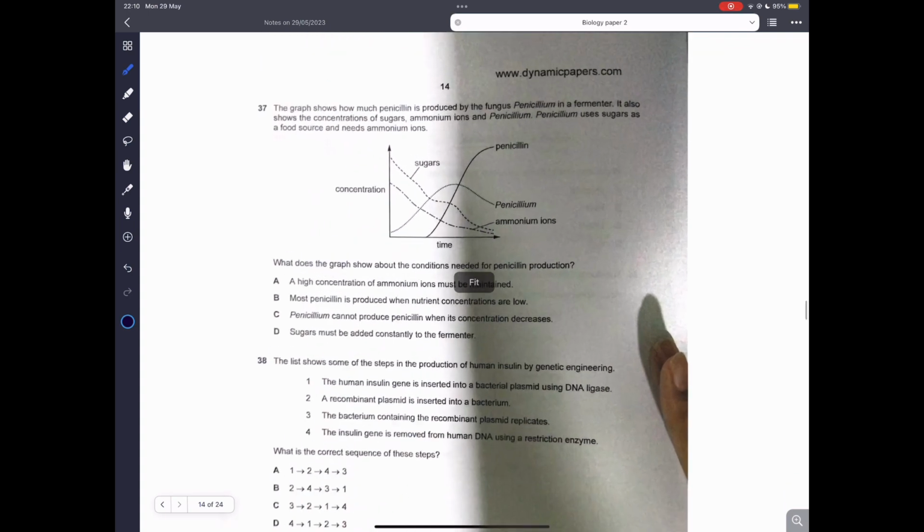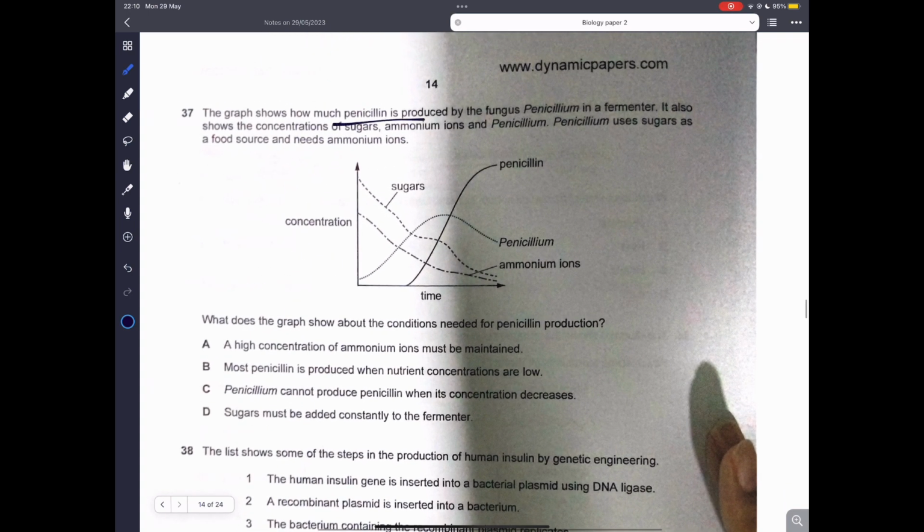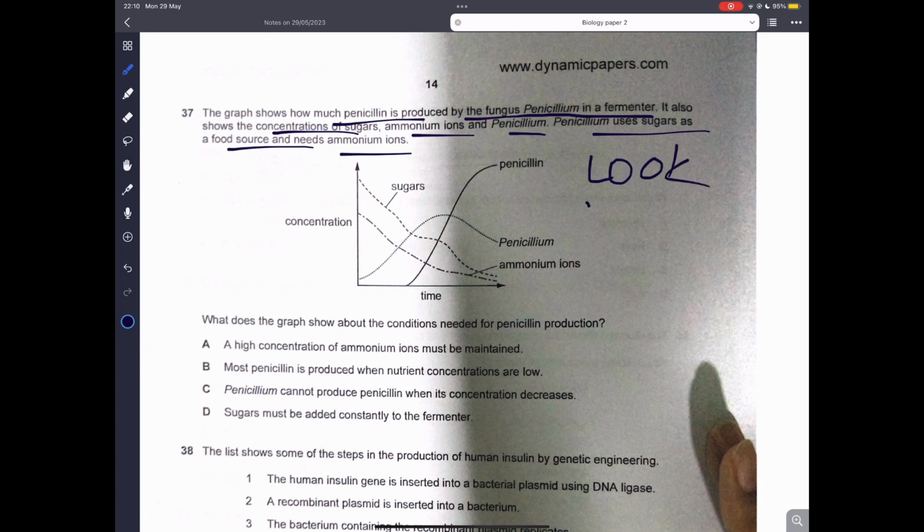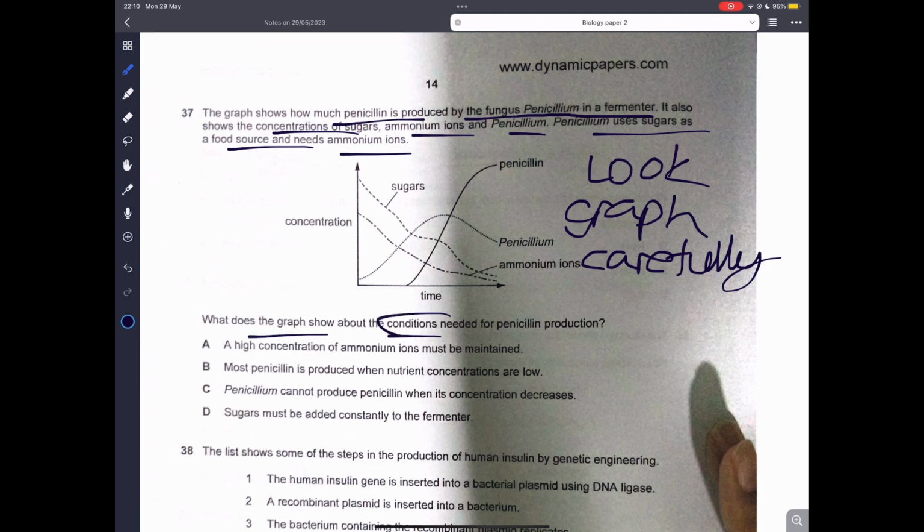37. The graph shows how much penicillin is produced by the fungus Penicillium in a fermenter. It shows the concentration of sugar, ammonium ions, and penicillin. Penicillium uses sugar as a food source and needs ammonium ions. For these kinds of questions, I would suggest you look at the graph very carefully so that you understand every single thing that is written on it. So what does the graph show about the conditions needed for penicillin production?